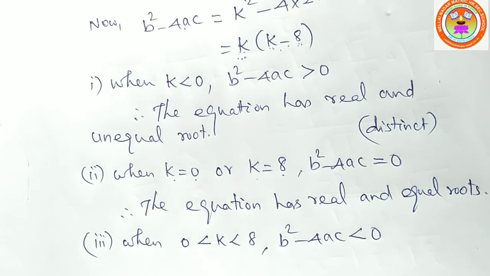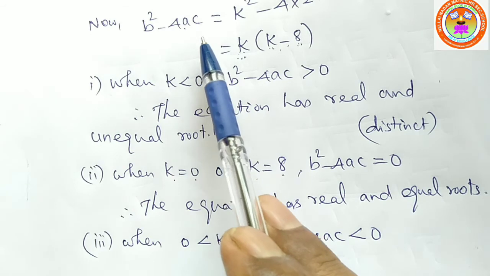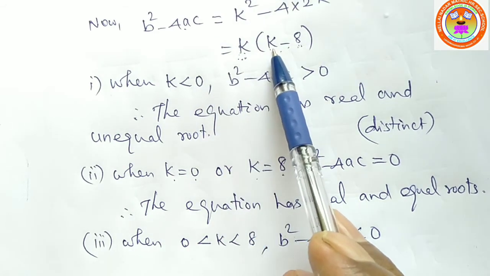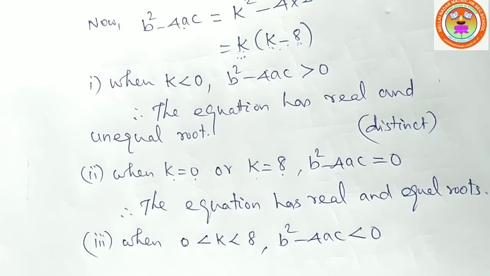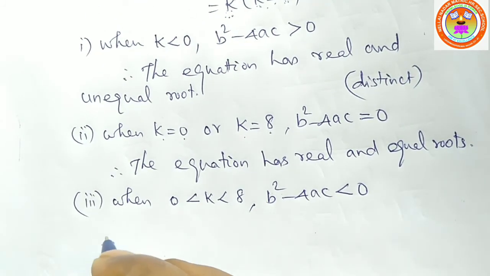Suppose we apply some value between 0 and 8, our b square minus 4ac is becoming negative. Negative means the roots are not real, or simply we can say the roots are imaginary. Therefore, the equation has imaginary roots.